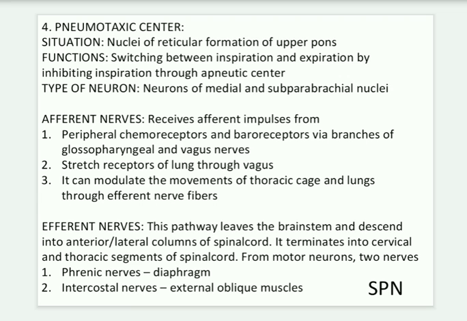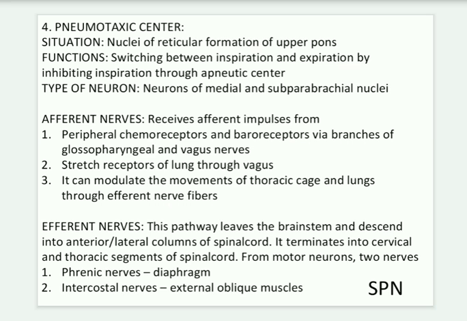And next comes your afferent nerves. These receive afferent impulses from your peripheral chemoreceptors and baroreceptors, which are branches of your glossopharyngeal and vagus nerves, and also from the stretch receptors of the lungs through the vagus nerve. So it can modulate the movements of the thoracic cage and lungs through efferent nerve fibers.